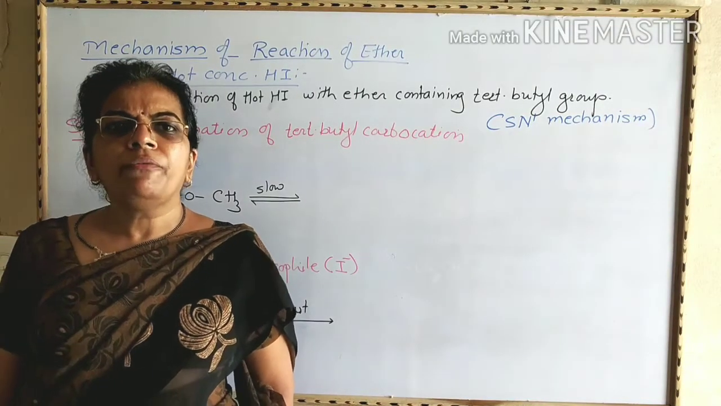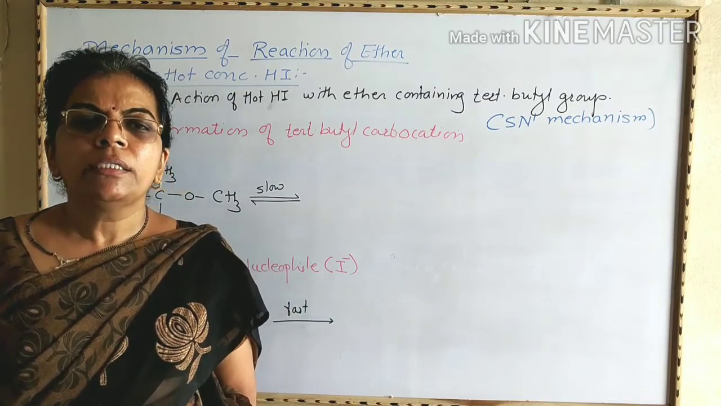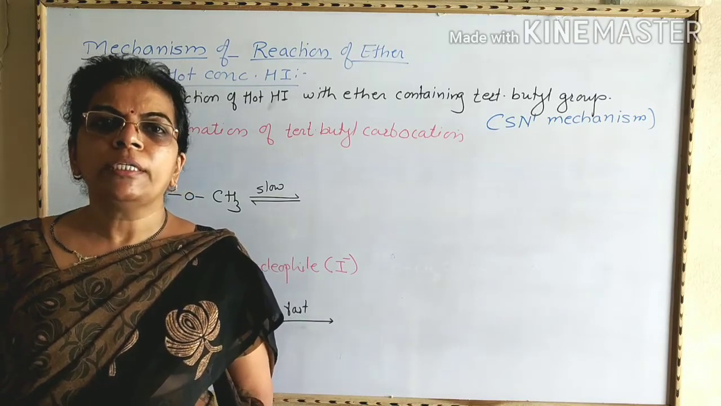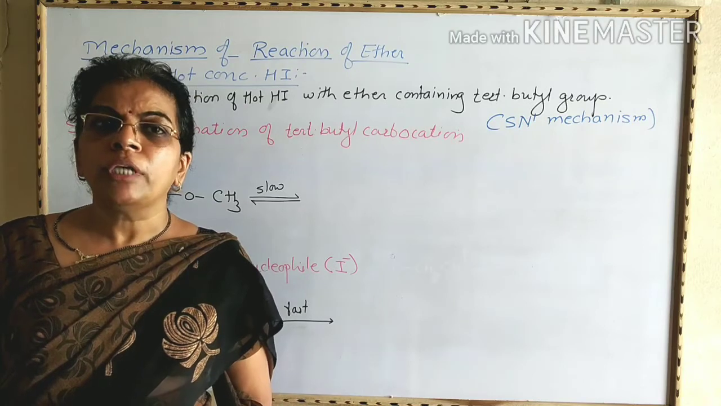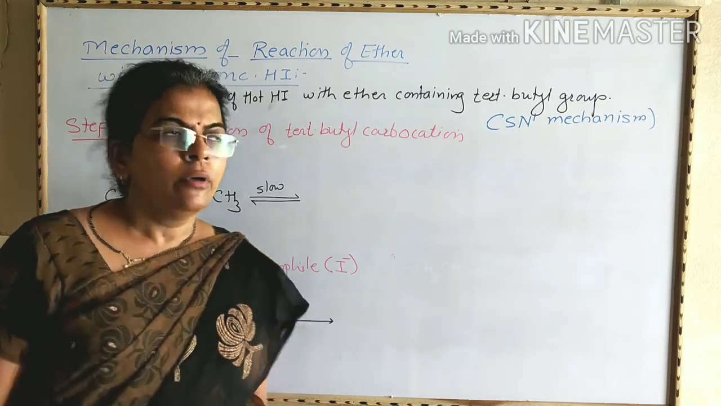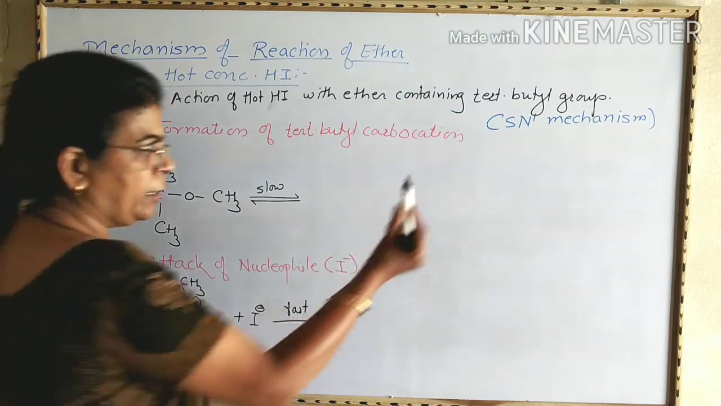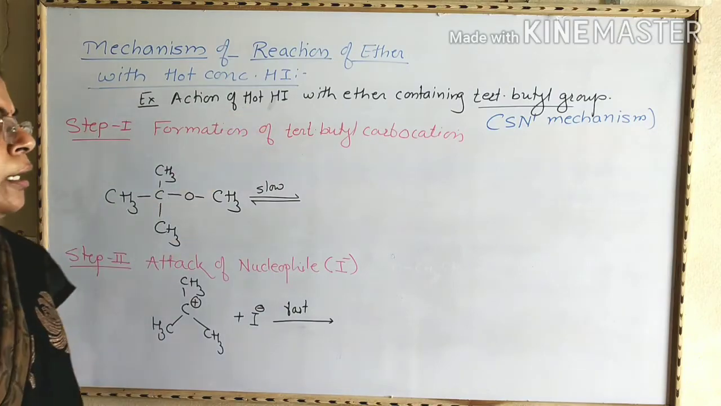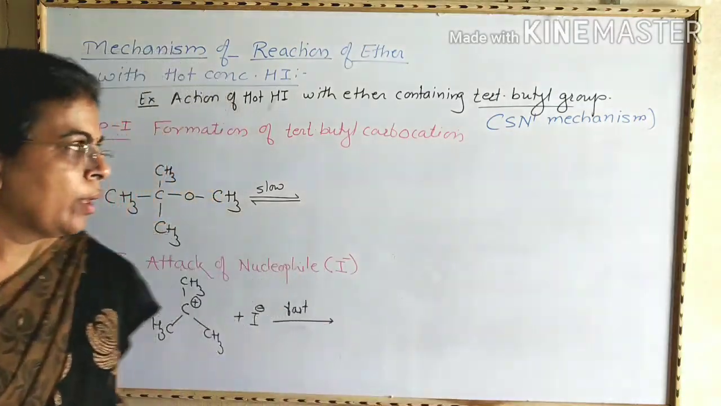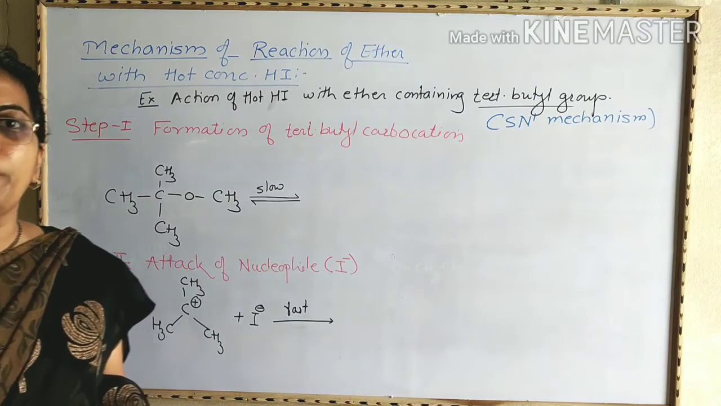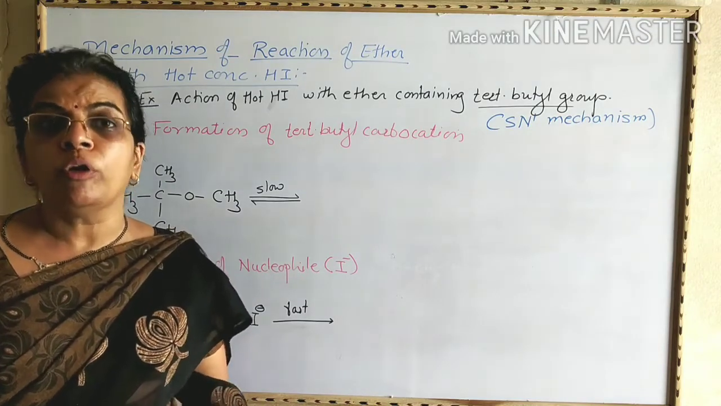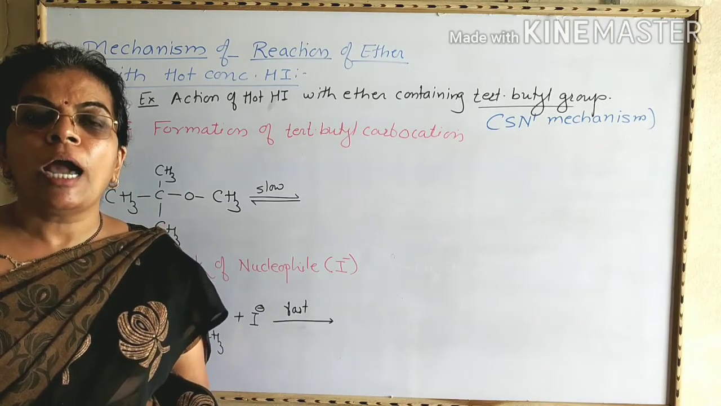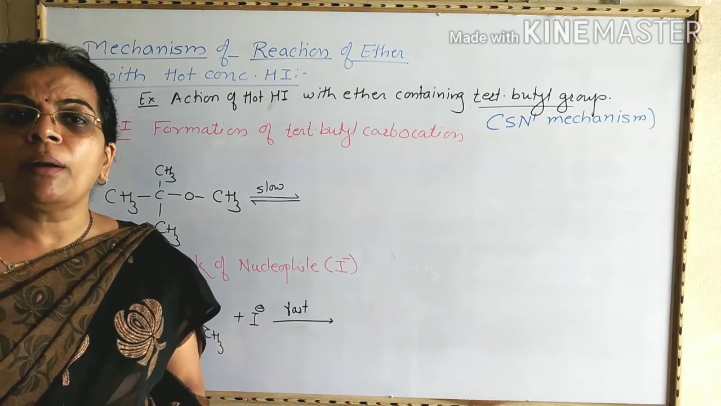In the previous example we have seen that when simple as well as mixed ether is heated with hot and concentrated HI, then the reaction follows SN2 mechanism. But if ethers containing tertiary butyl group are treated with hot HI, then it follows SN1 mechanism. Now we know that in SN1 mechanism, that is nucleophilic substitution unimolecular mechanism, the reaction takes place by the formation of carbonium ion. That is tertiary butyl carbonium ion.